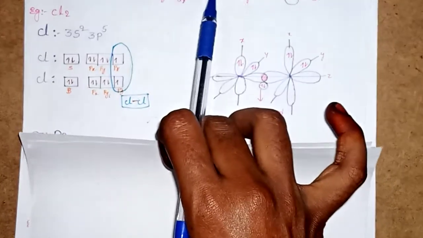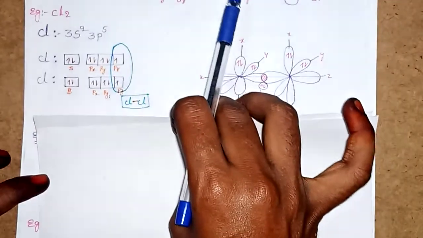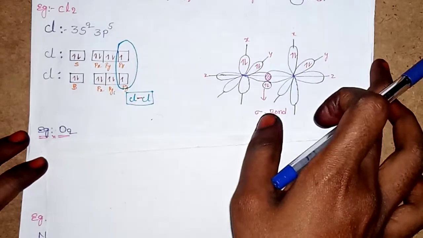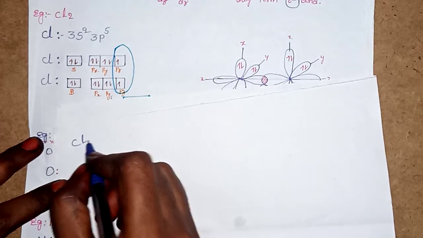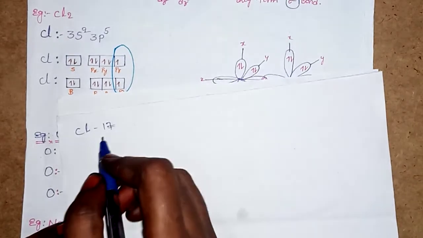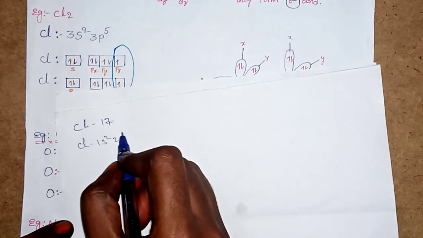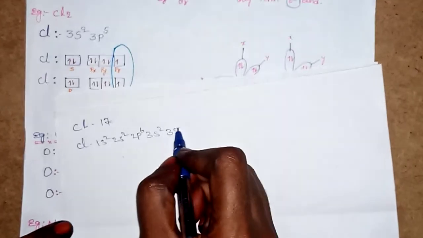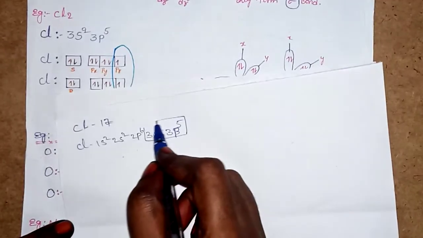Okay, now let's discuss more examples of this concept. If we have a molecule like Cl2, what is the atomic number of chlorine? Chlorine is 17, no? So chlorine's atomic number is 17. What is the electronic configuration of chlorine? 1s2, 2s2, 2p6, 3s2, 3p5. We will consider only these three.